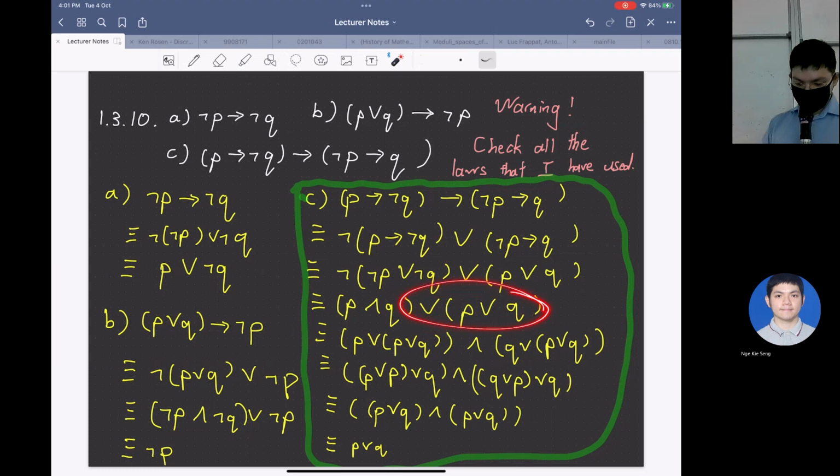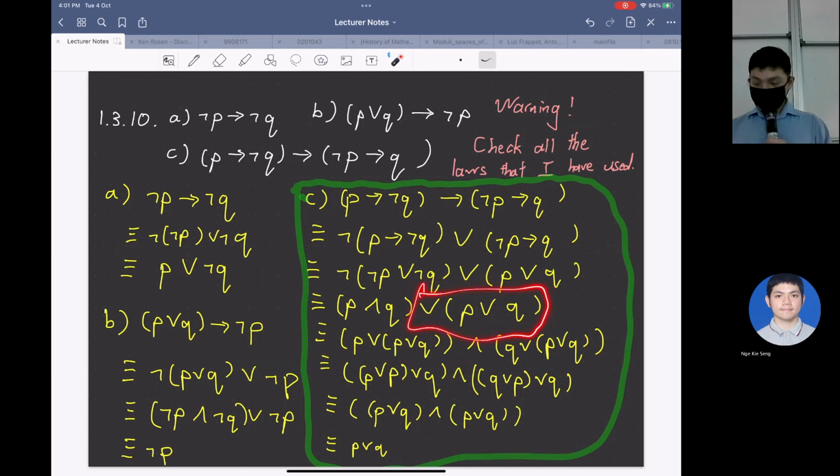I will update the lecture notes soon, but you should check that my previous version, where I distributed around this junction, is wrong. You can't distribute around this junction; you can only do associativity. What you can distribute around is conjunction and disjunction. So you can let this become your R, and then you distribute.